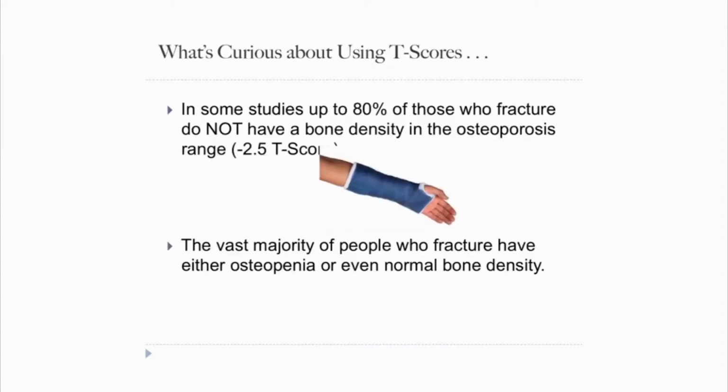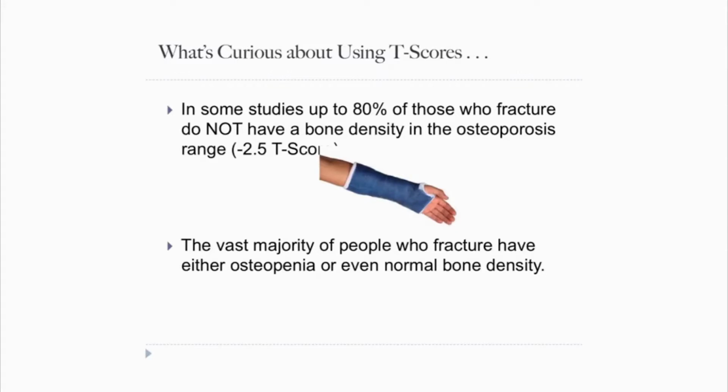Now there's a really curious thing about using T-scores. When we use the T-score, we appreciate that you cannot predict who's going to fracture by bone density. In fact, in some studies, up to 80% of those who fracture do not have a bone density in the osteoporosis range. In other words, their T-score is not -2.5 or worse. They may have a bone density of osteopenia and sometimes even normal bone density, and they still fracture.